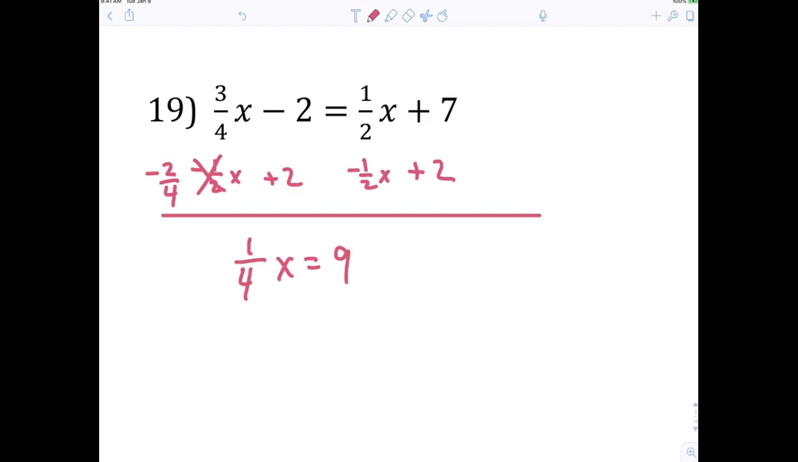So again, we're doing reciprocals here, correct? Yeah. So multiply both sides by 4. So x is equal to 36. How do you know how to do that instead of multiplying? Well, it's the reciprocal, right? To undo a fraction, you multiply by the reciprocal. The reciprocal is 4 over 1.